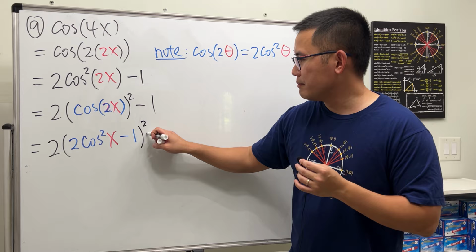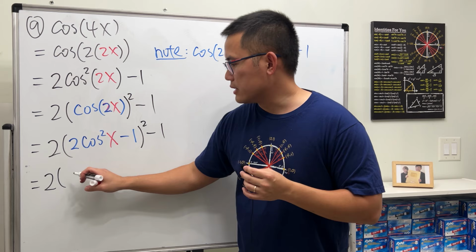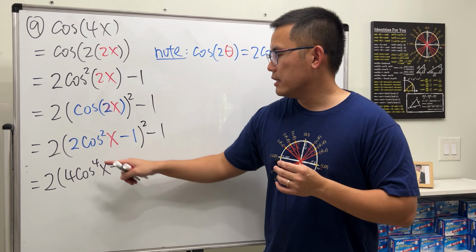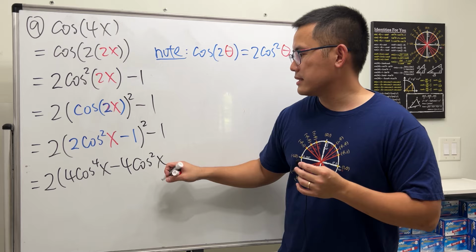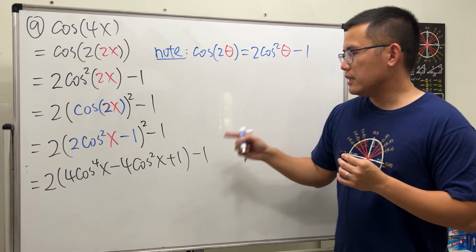And now let's multiply this out. We have a 2 all the way at the front, and then I will just square this guy first. So 2 squared is 4, and then square this, we get cosine to the 4th power x. And then I'm going to have minus twice this and that. So 2 times 2 is 4, and then we have cosine squared x. And lastly, we add 1 squared, which is just plus 1. And after that, we have the minus 1. So what I did was just a minus b squared. But if you would like, you can also just do the following.